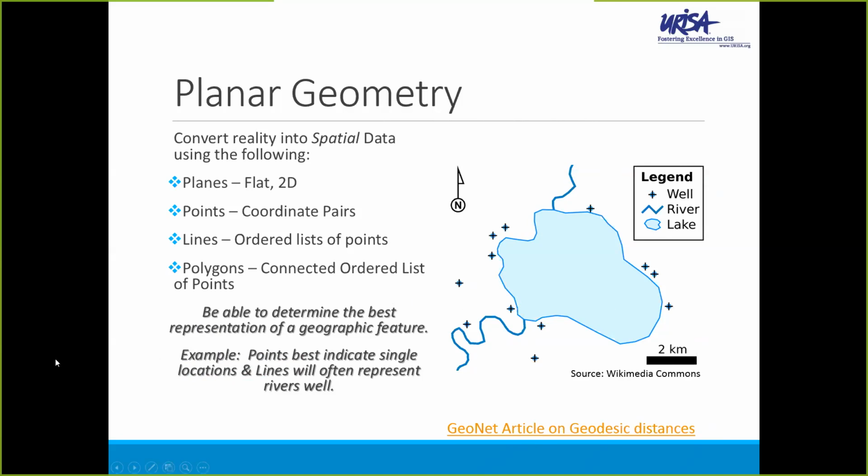Be able to determine the best representation of a geographic feature, and going a little bit farther, of a geographic feature at a given scale. For example, points best indicate single locations, and lines will often represent a river. But if you're zoomed in, or you're on a larger scale, a smaller land area, you'll probably want to change that to polygons at some point.